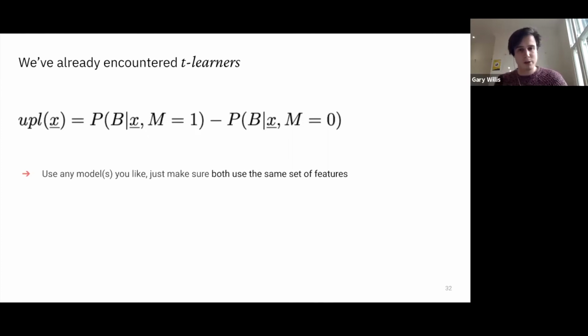You can use any model you like, but you just need to make sure that these two models use the same sets of features. You can even do something like say, oh, well, there are many more people in the control group, so we'll use a more expressive model, and fewer people in the test group, so we'll use a different model. You could have a logistic regression for one and a random forest for the other. Possibly not a good idea, but you could do that.